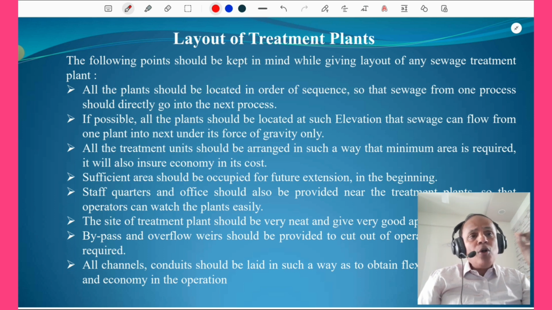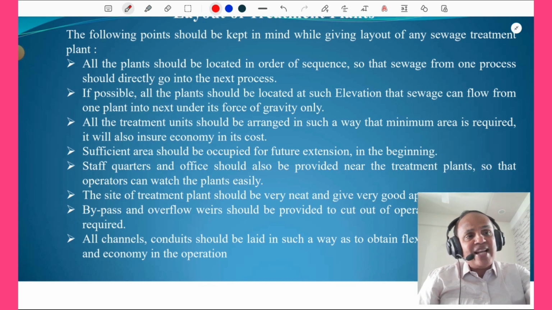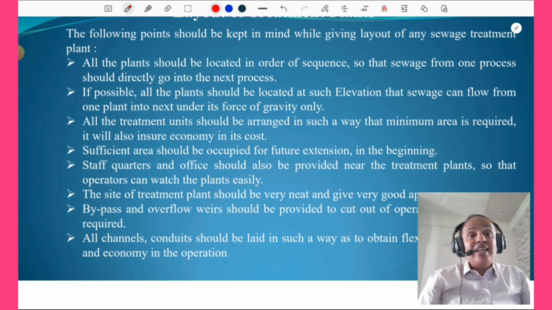If possible, all the plants should be located at such an elevation that sewage can flow from one plant to another plant by the force of gravity only. That is also important. All the treatment units should be arranged in such a way that minimum area is required, and it will also ensure economy in the cost. So minimum area requirement is also a point.